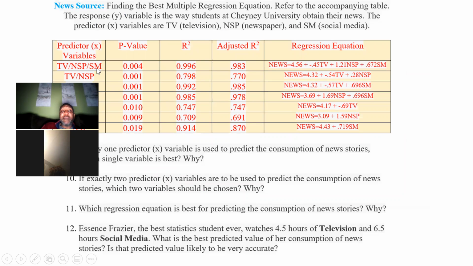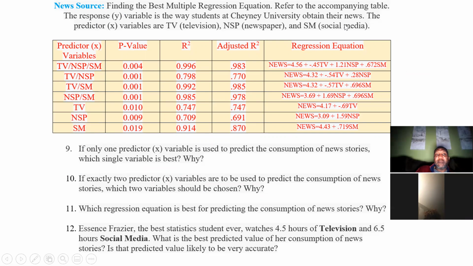All right, now here's another big one. I don't think it's that big, but it's a lot on this page, right? News source, right? So it's saying finding the best multiple regression equation, refer to the accompanying table, and so on. The response variable is the way students at Cheney University obtain their news.